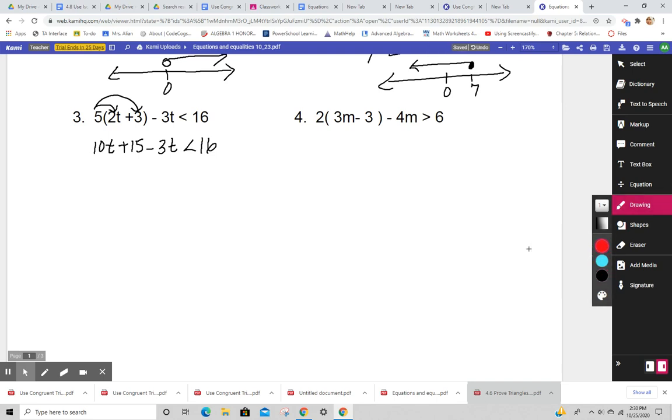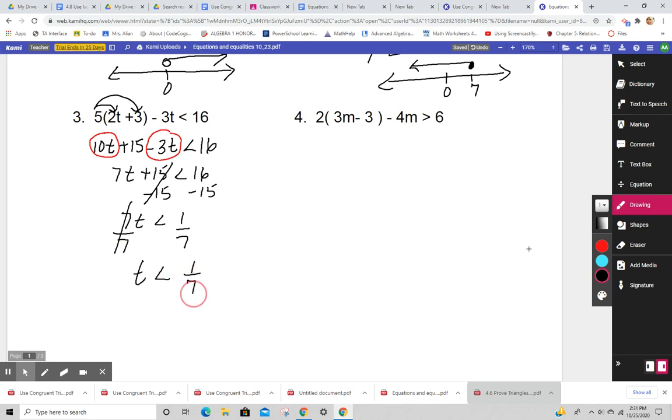We need to combine like terms. 10t minus 3t, put those together, and we will get 7t plus 15 is less than 16. Subtract 15 from both sides so we can solve for t. We'll end up with 7t is less than 1. Divide both sides by 7, and t is less than 1/7.